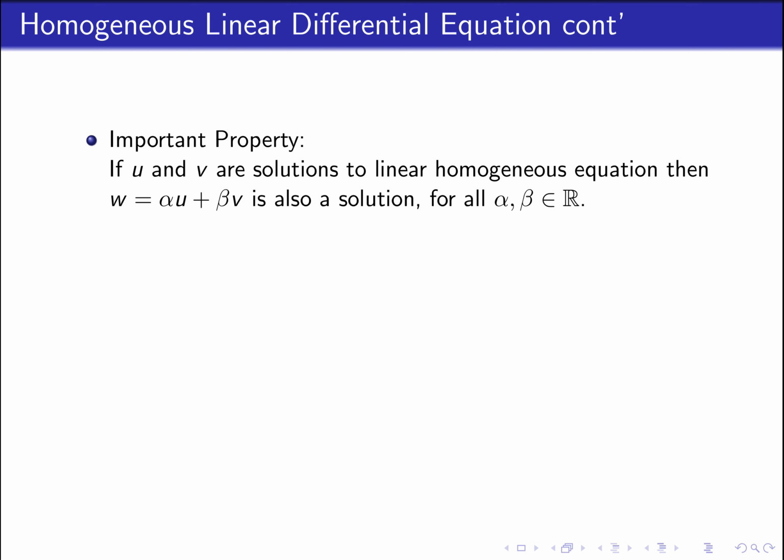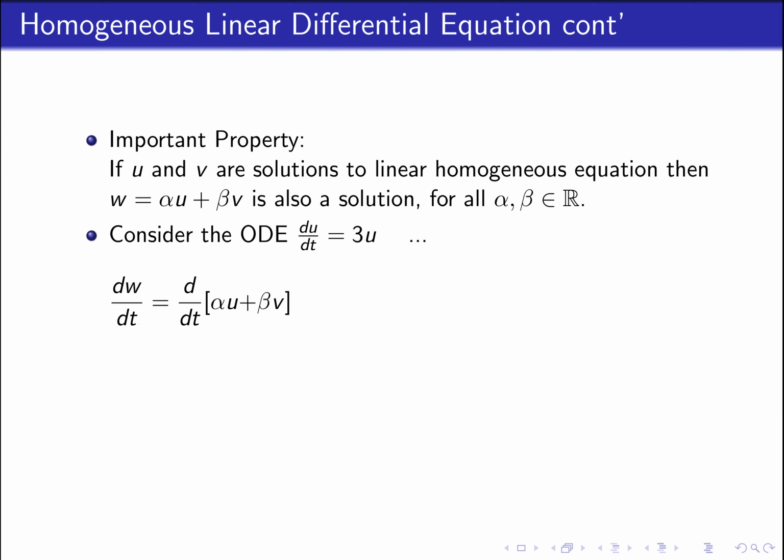To demonstrate this, let's consider the ODE du dt is equal to 3u, the ODE we saw on the previous slide. Assume that we have two solutions, u and v, to this equation, and define w as above, where w is alpha u plus beta v, for any real numbers alpha and beta. Now we consider the derivative of w. This is equal to the derivative of alpha u plus beta v. That's how w is defined. From what we know about derivatives, this can be simplified to alpha times the derivative of u plus beta times the derivative of v.